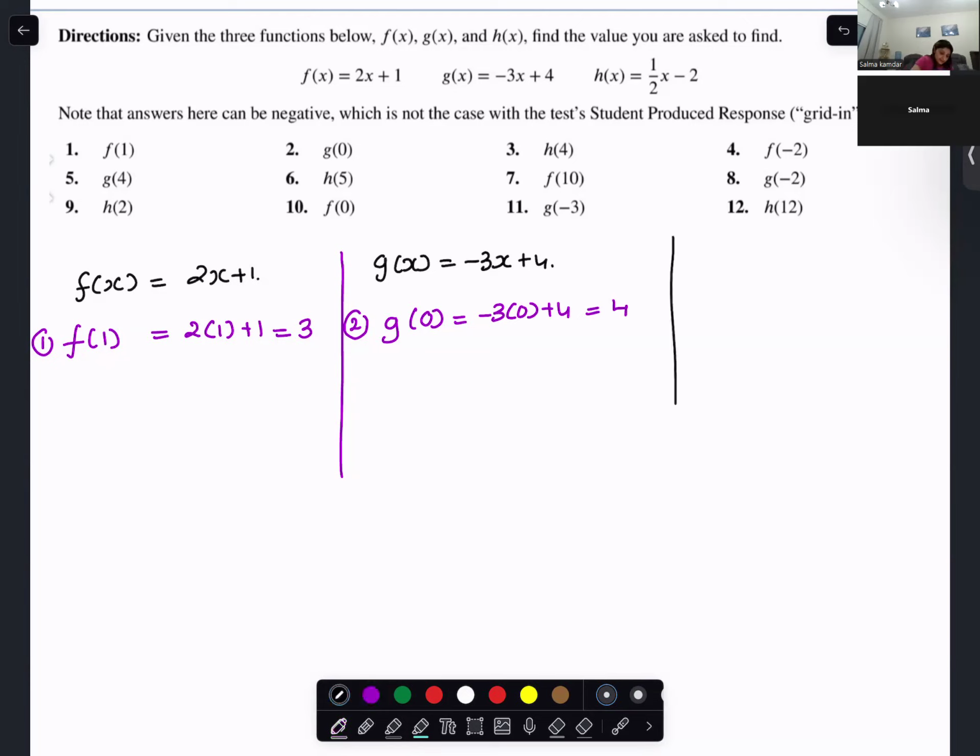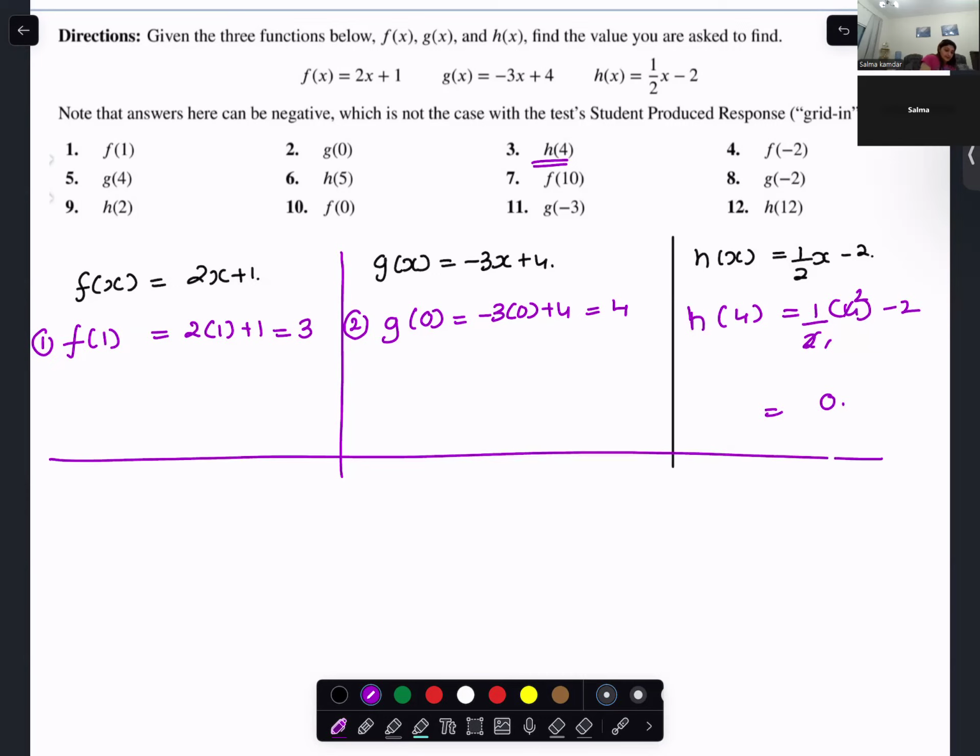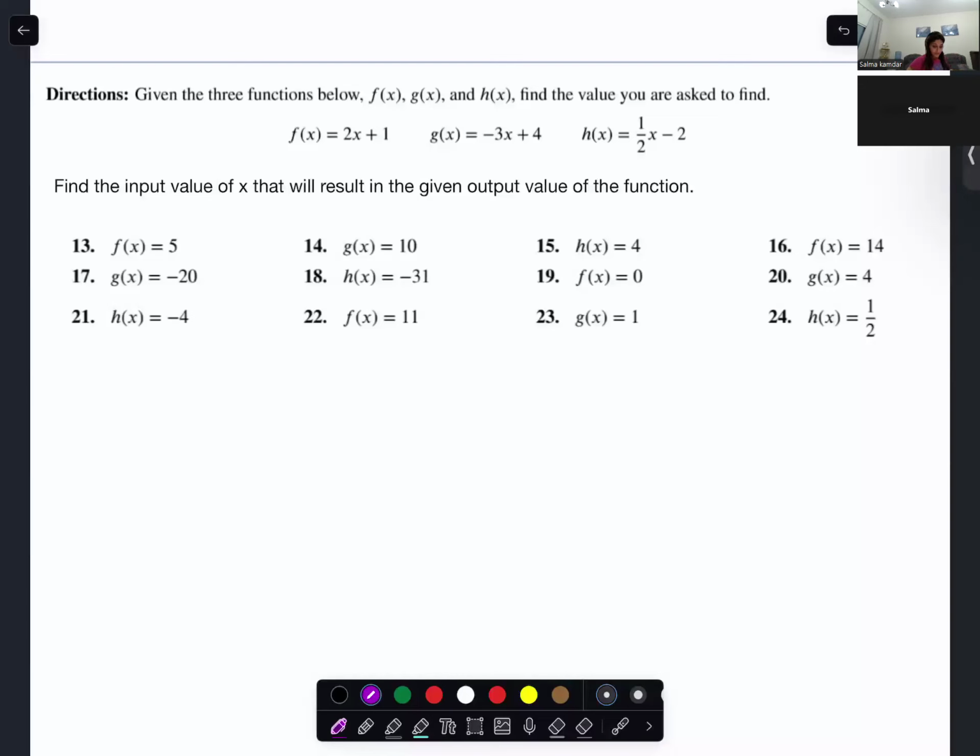I know my h of x is half x minus 2. I want the value of the function when x is 4. So I replace my x by 4. So what I will get is 2 minus 2, which is 0. In a similar way, I have done first, second, and third. In a similar way, I want you to solve for 4 to 12. I hope you all have done that. Now I'll take you to the next part of the question.